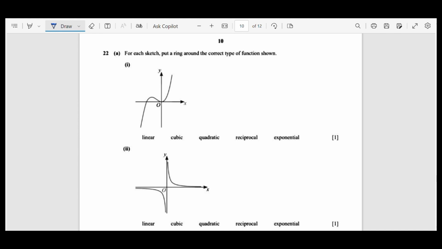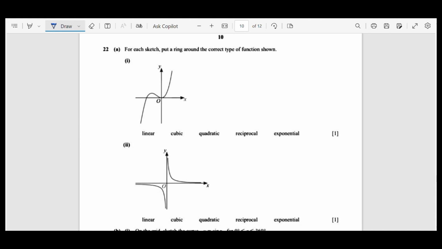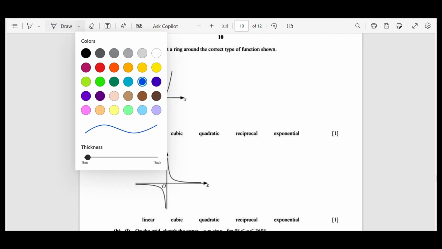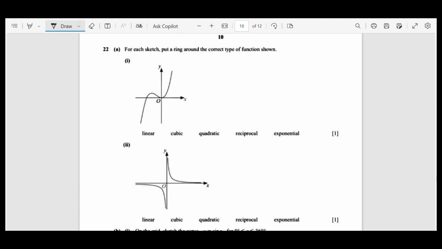From each sketch, put a ring around the correct type of function shown. Right. So for this, first we will see linear. For linear, it is a straight line graph. Let me give you a small description for all. Let me change the color of my pen. I will take the black color. For this, this is the linear.